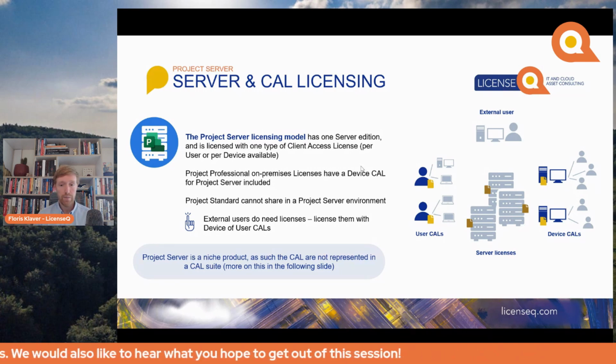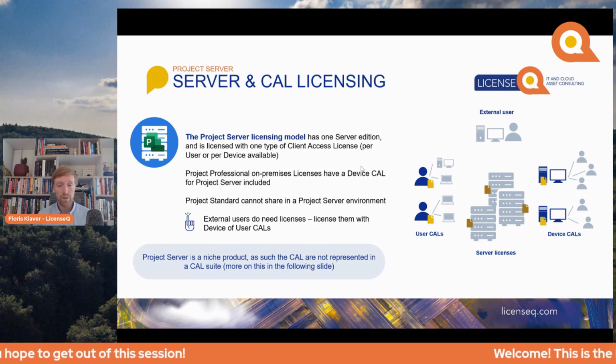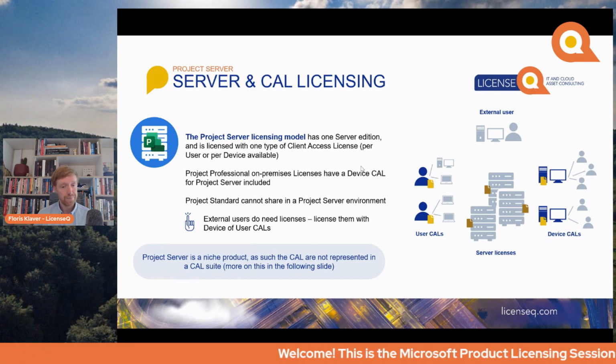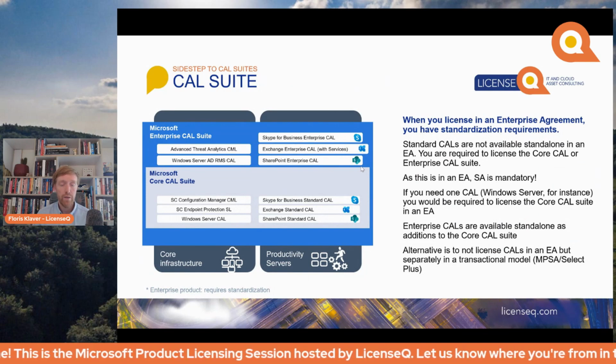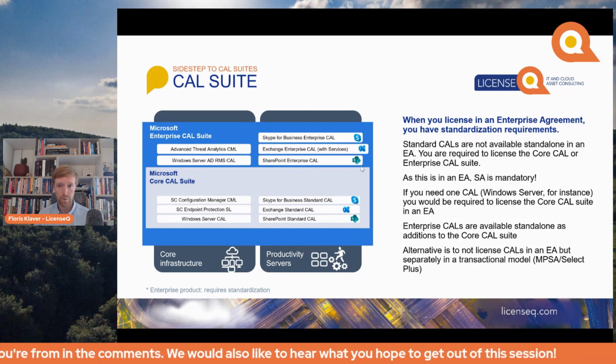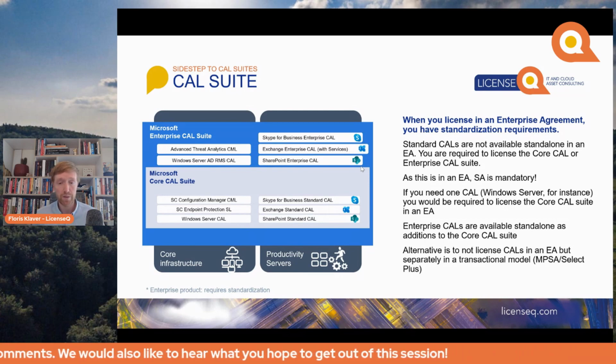Now, out of the ones handled so far, Project Server is the only one that is not represented in what we call the client access license suites. And we want to go into that a little bit more now, because a very important part of procuring in an enterprise agreement is that you have these standardization rights, and I already called them out for Windows operating system and for Office Professional Plus.